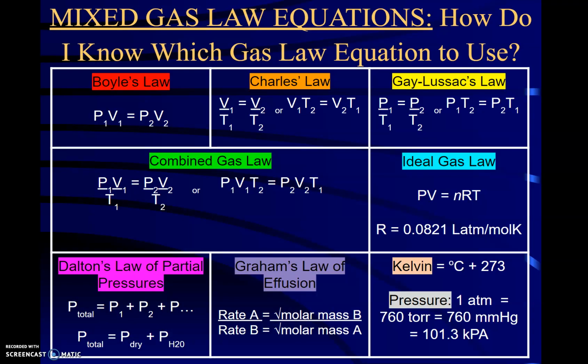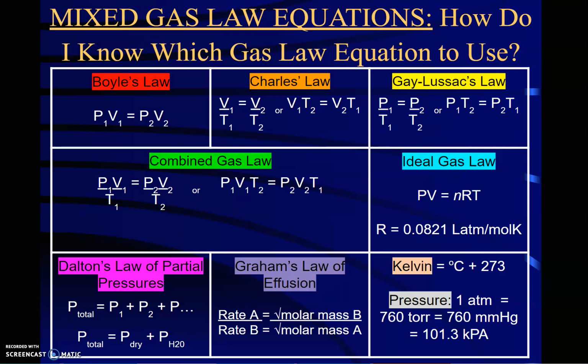All right, so on this slide here, you will see all of the gas laws that we had. We first did Boyle's law, which is pressure and volume, inversely proportional. One goes up, one goes down. Then we did Charles' law, which is a directly proportional relationship between volume and temperature. That's why they're divided. Or you could have multiplied them out in the cross-multiplied version to get V1T2 equals V2T1.